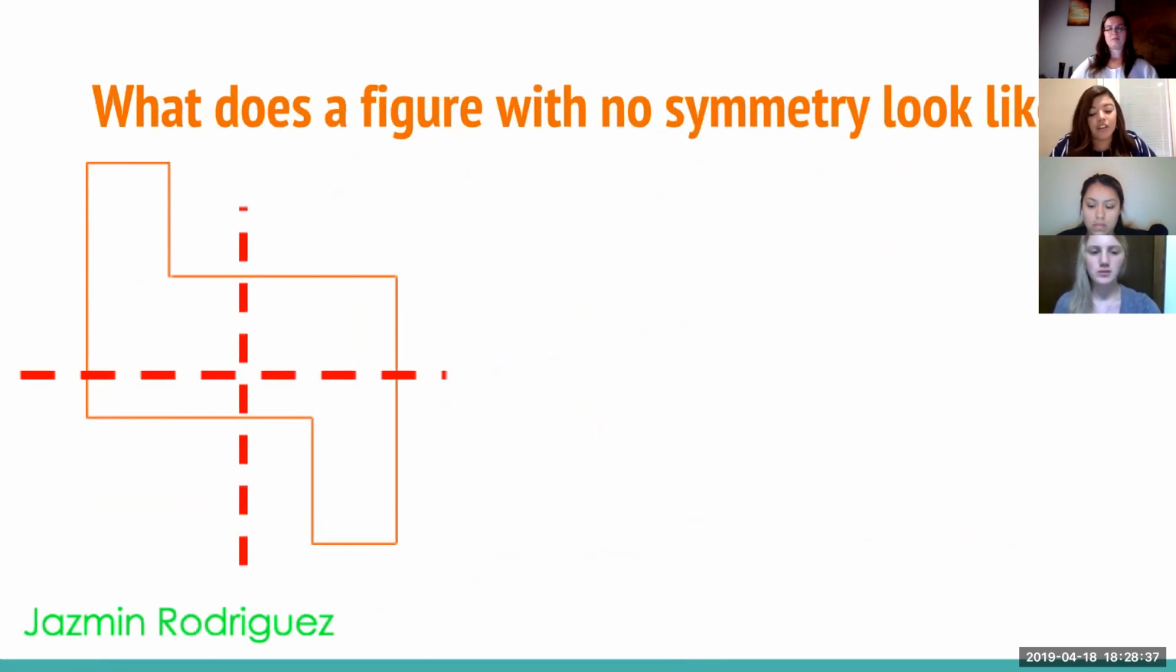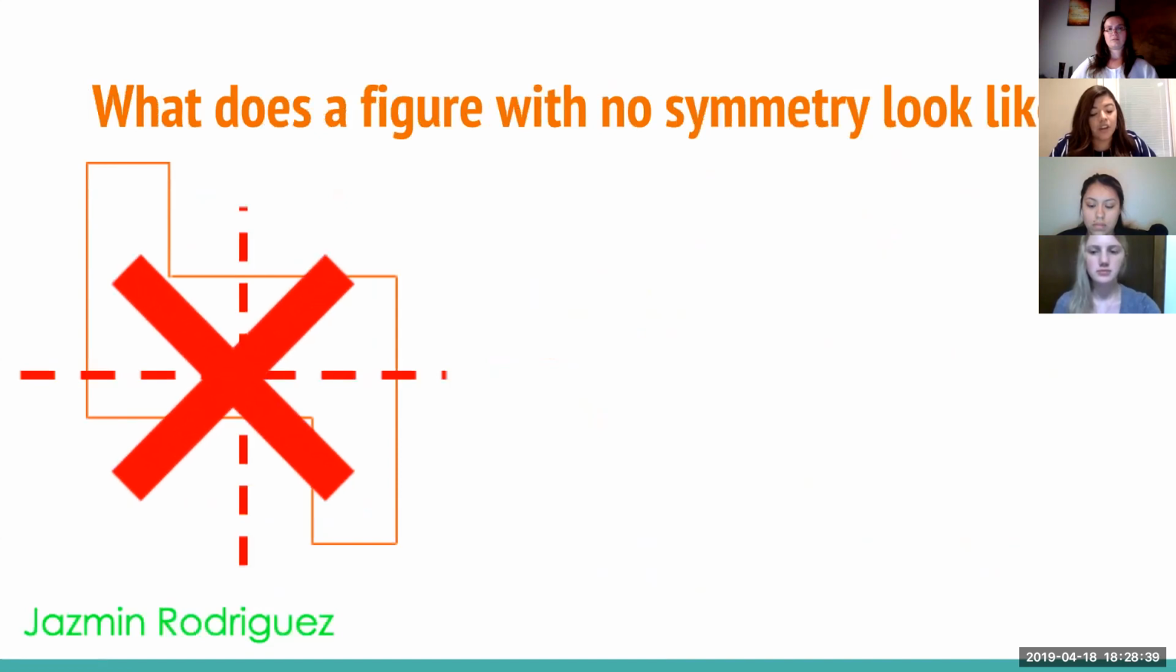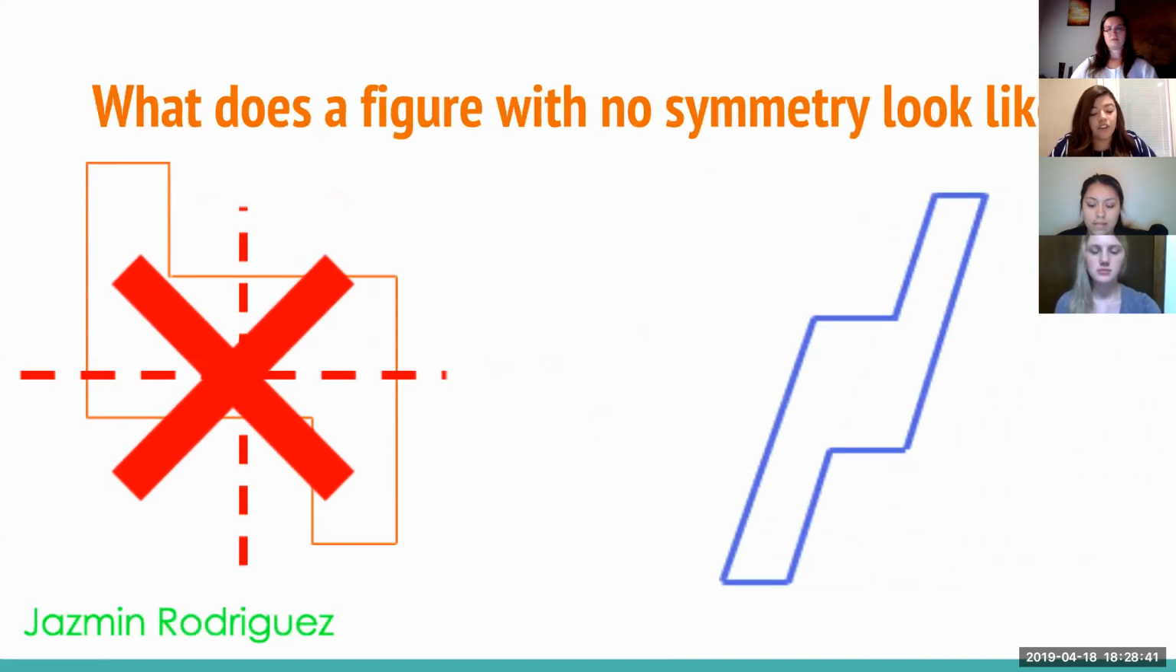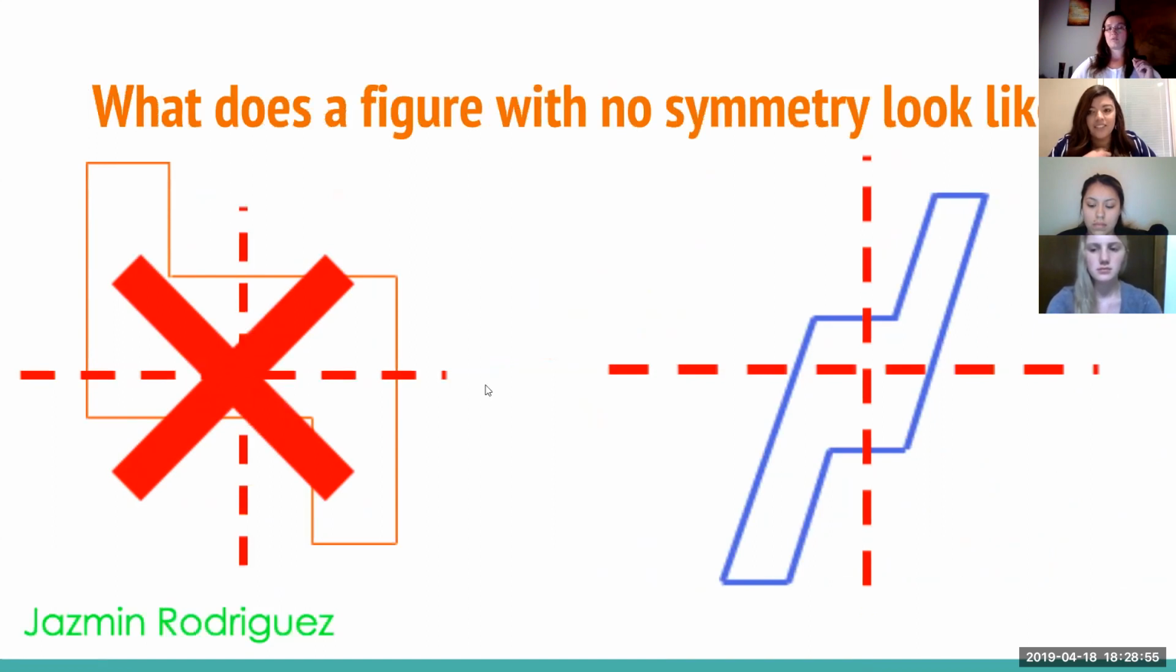Now we will look at our next figure. We will draw a vertical line, and we also see that both sides do not match. We will draw a horizontal line, and we also see that these sides do not match. Do you know what this means, Jessica? This means that it has no line of symmetry, and therefore it is not symmetrical. Awesome.